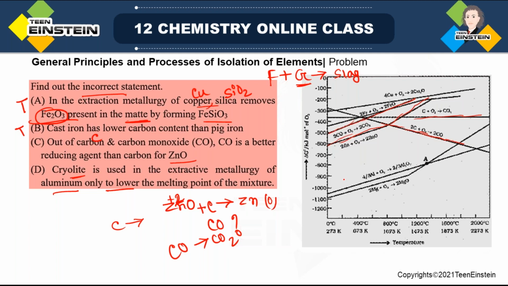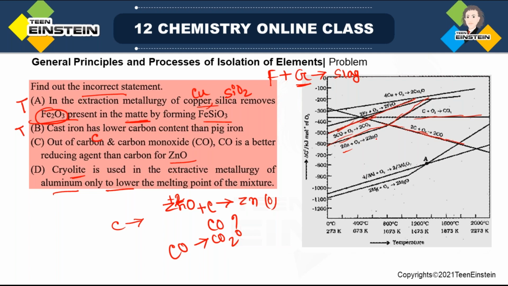Now compare. We know that when we are considering any two reactions, you can very easily understand which system can act as a reducing agent by whether its line is present below the other. Now see the line for CO2, this is above the line of Zn. So CO cannot be used as a reducing agent. Here zinc can be used as a reducing agent to reduce CO2 to CO.